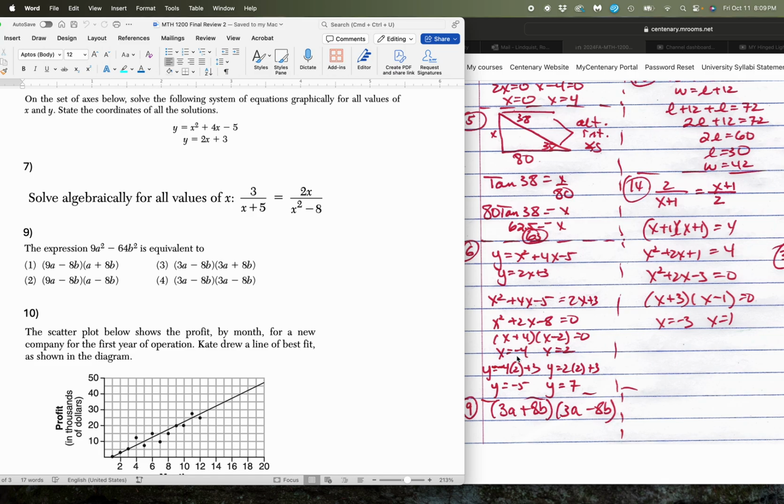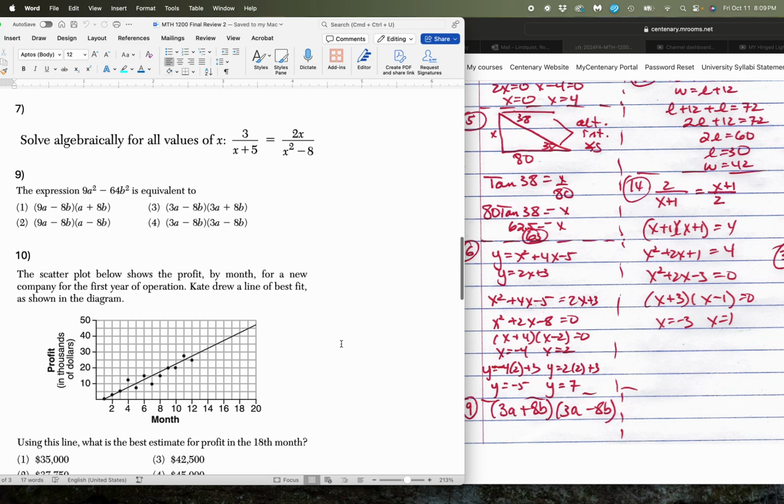Maybe it's the guy on the left, x is negative 4. Maybe it's the guy on the right, x is 2. Then you have to substitute back in to get y. I suggest using the bottom equation because it's so much easier, but you could use either. We get 2 times negative 4 is negative 8 plus 3 is negative 5, and 2 times 2 is 4 plus 3 is 7. So one answer is negative 4, negative 5. The other answer is 2, 7.